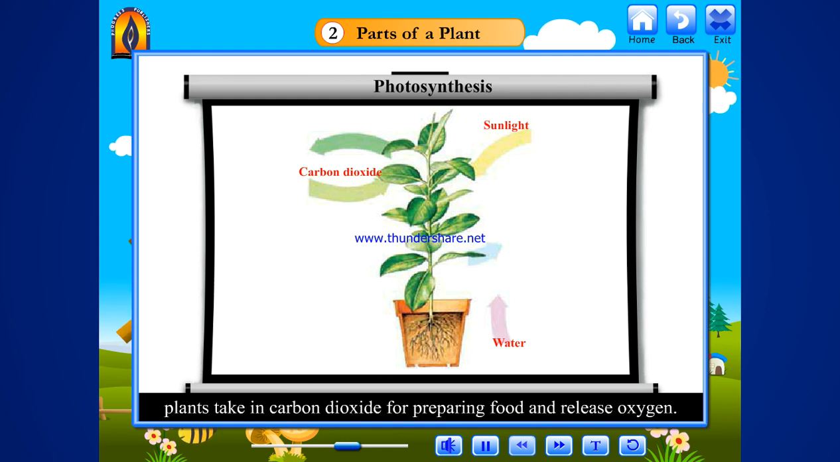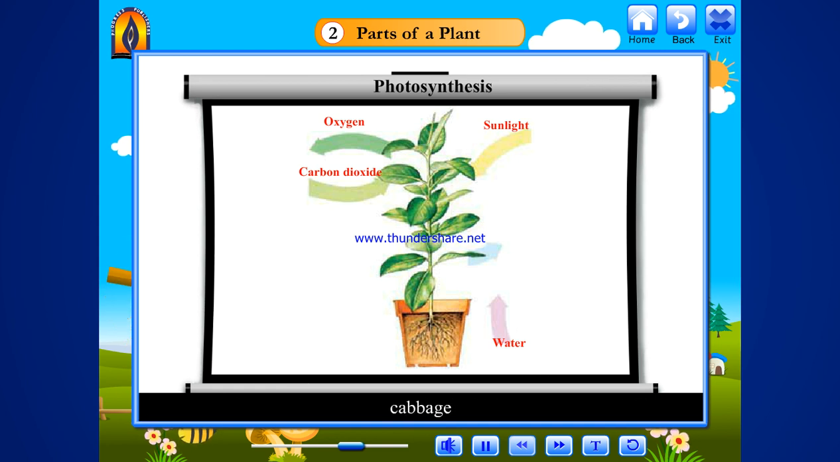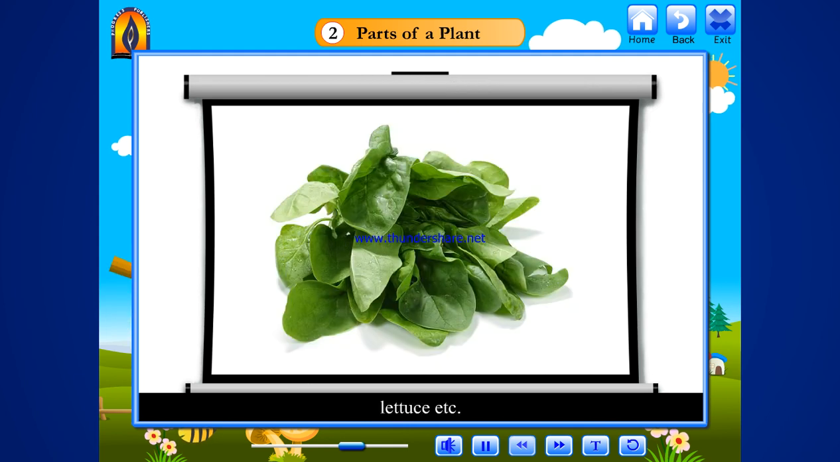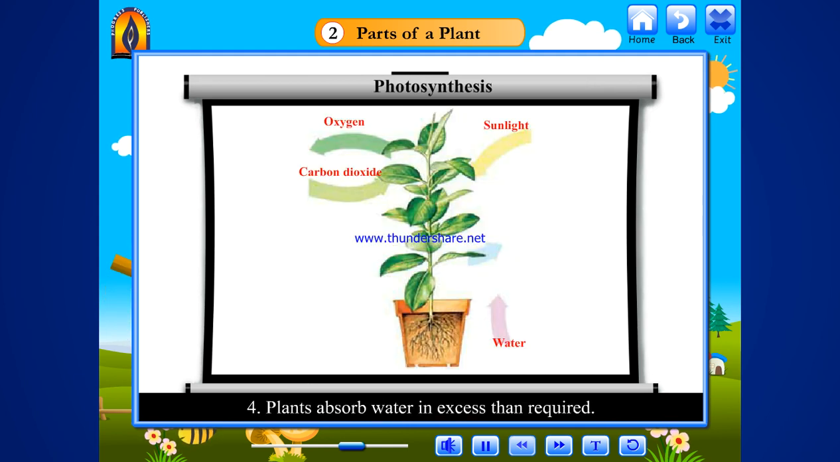During daytime, plants take in carbon dioxide for preparing food and release oxygen. This oxygen is used by living beings for breathing. 3. Leaves of some plants store extra food which we eat as vegetables. For example, cabbage, spinach, lettuce, etc.